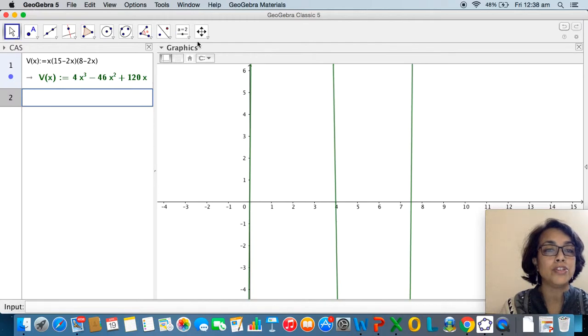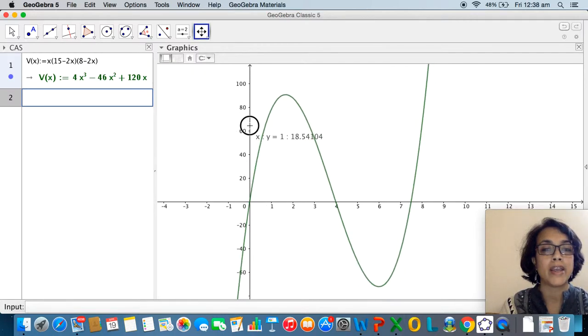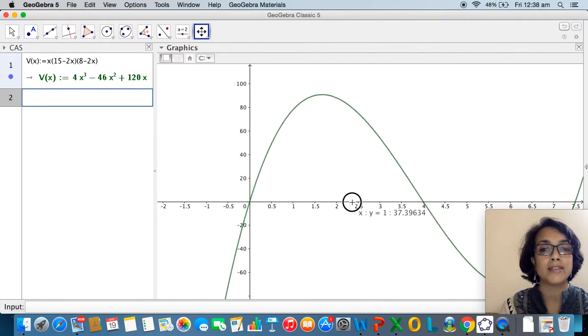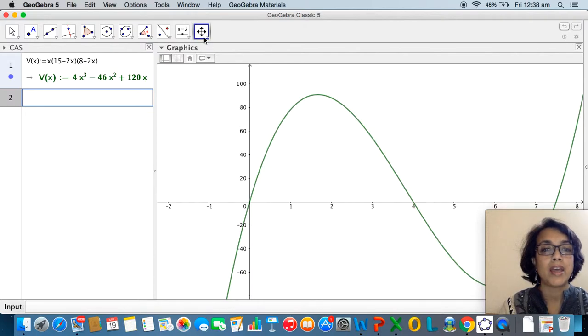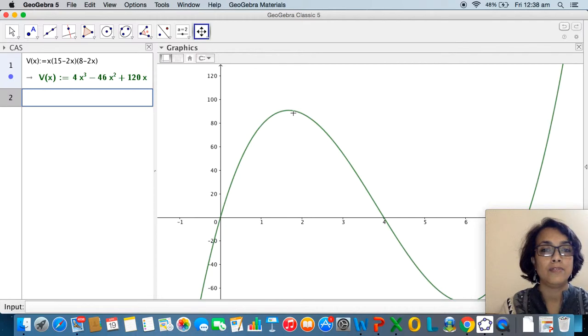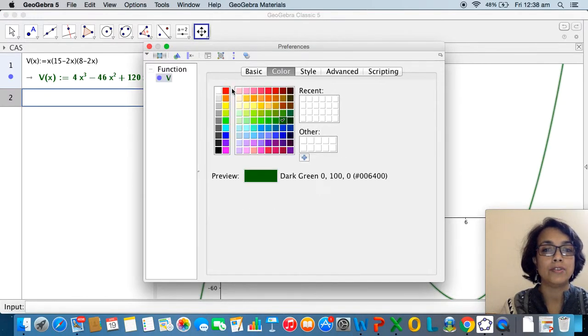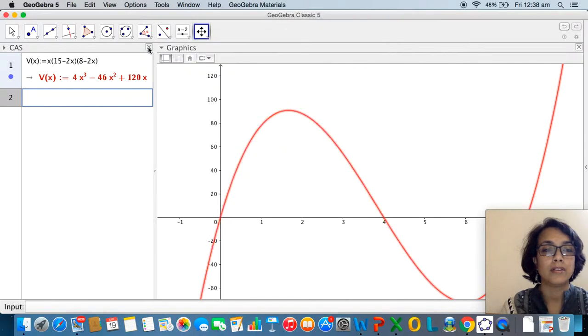But I do need to adjust the graph, so I am going to adjust the y-axis and maybe drag the x-axis a bit. And broadly, this is what my function should look like. If you like, you can also do a right click on the function, go to object properties, and maybe change the color to a brighter color. And as you can see, this is the volume function, a cubic function.